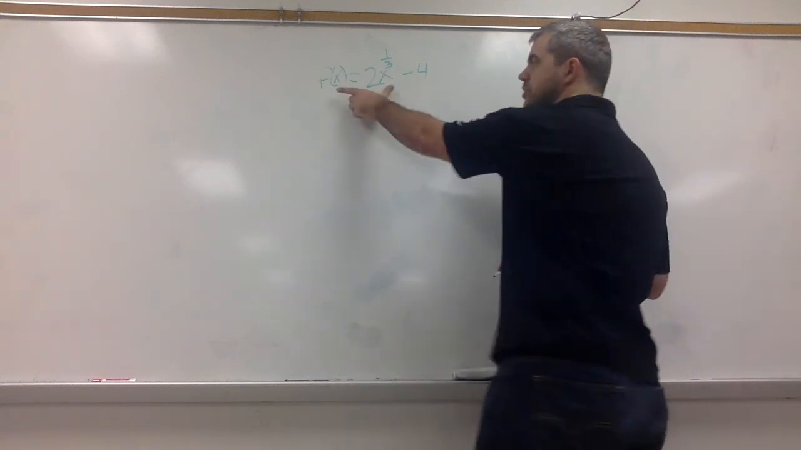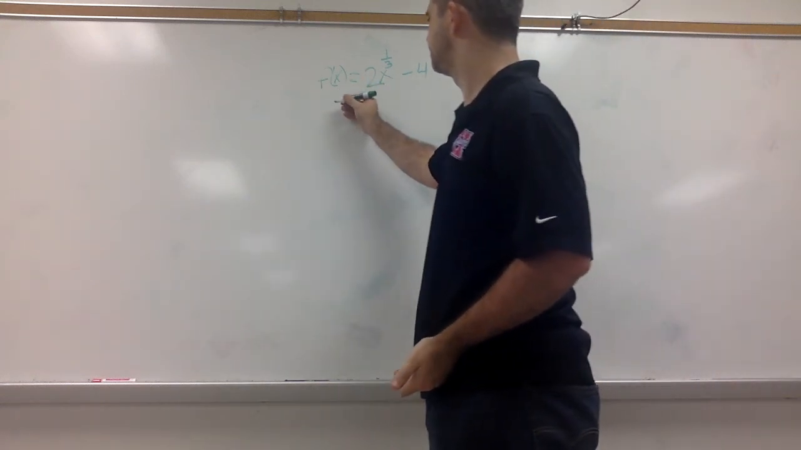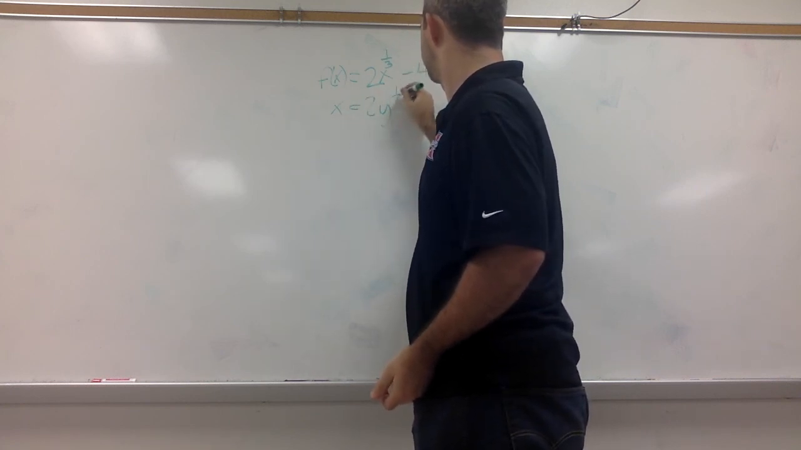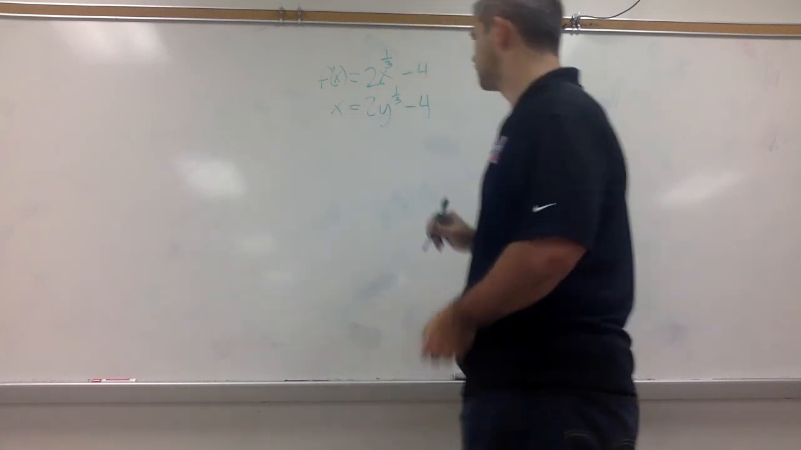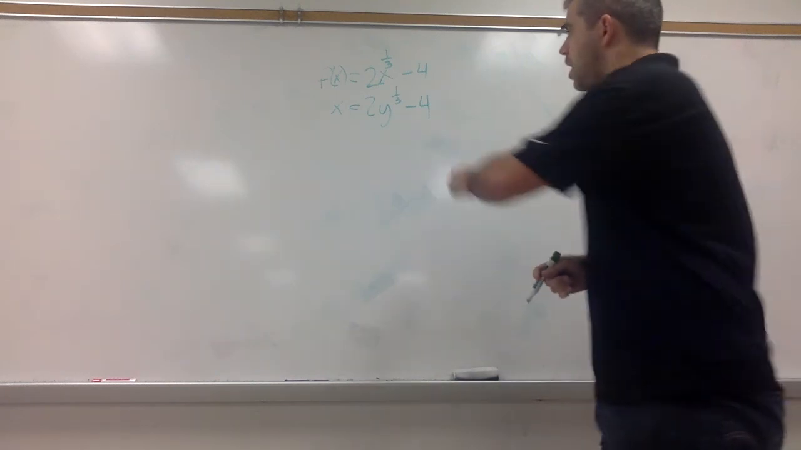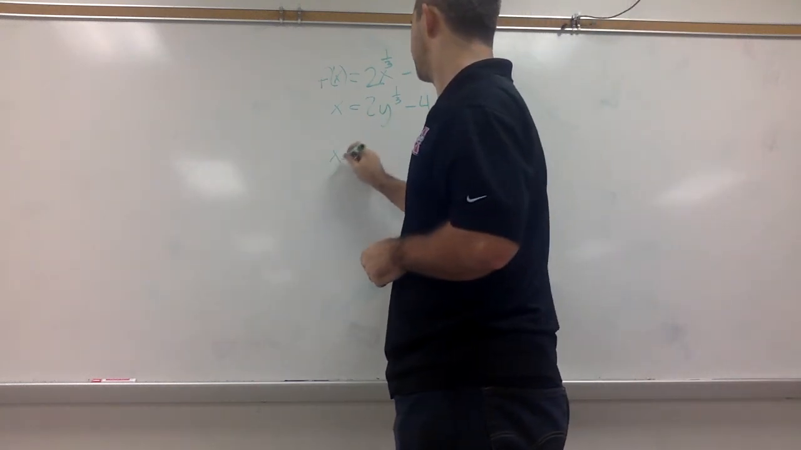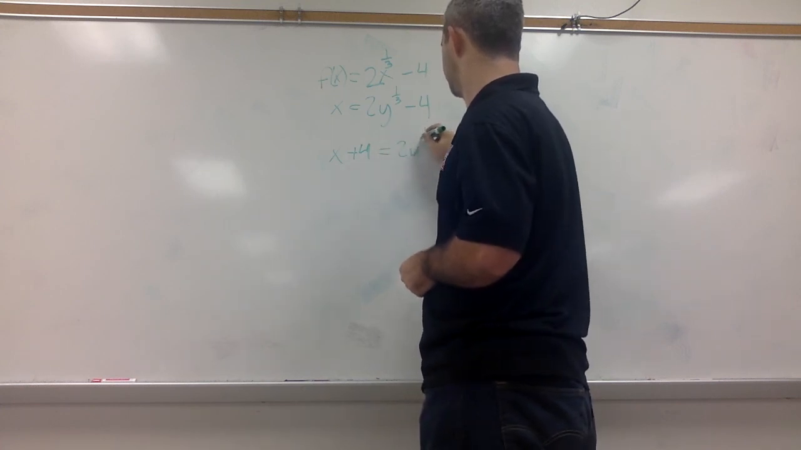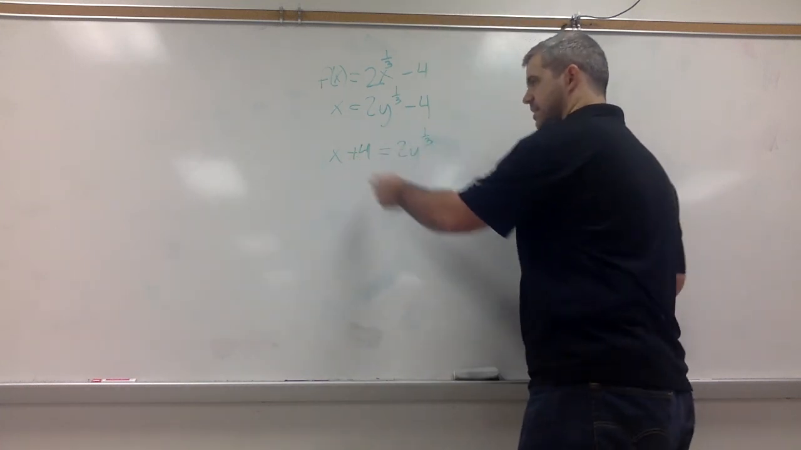To find the inverse, we switch our x and our y. All right, and now I'm going to solve for y. So add 4 to both sides. Divide by 2.